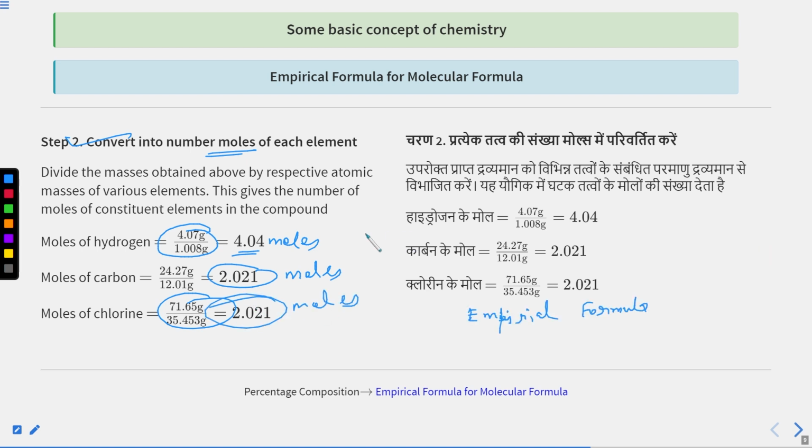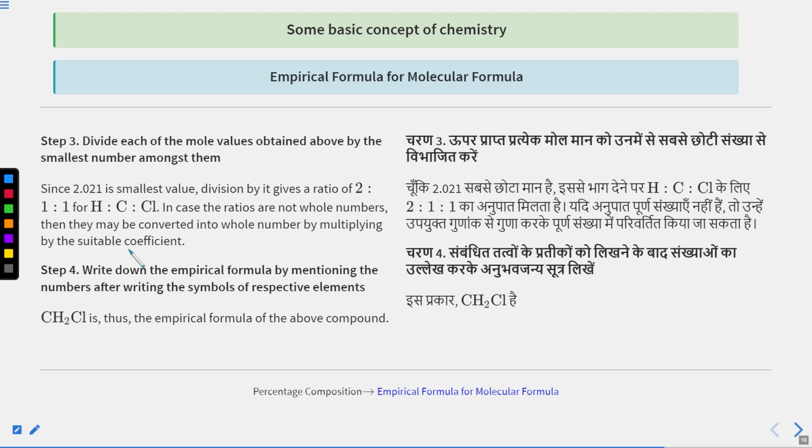So what will be the empirical formula? You know very well, the empirical formula will be the simplest formula. So if we know the moles of hydrogen, carbon and chlorine, we can calculate the empirical formula. Divide each of the mole values obtained above by the smallest number amongst them, and that is 2.021. It gives a ratio of 2:1:1 for hydrogen, carbon, chlorine. It means hydrogen to carbon to chlorine will be 2:1:1, right?